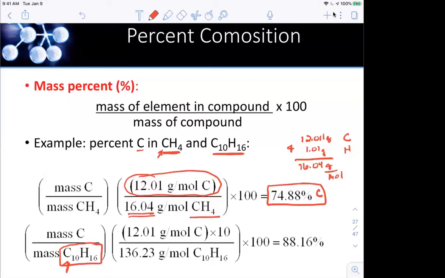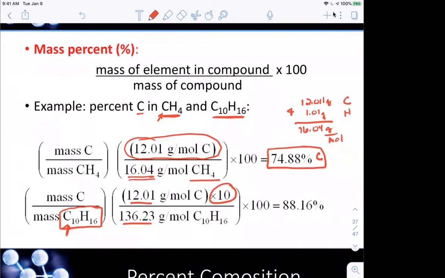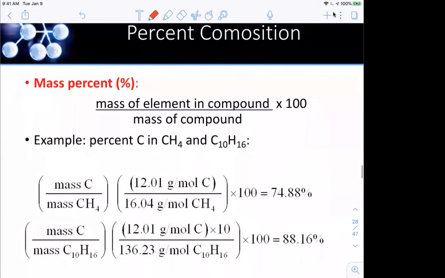Well, what if I look at this guy? Now I have 10 atoms of carbon. So I have to take the mass of 1 carbon and multiply it by 10. And then I'm going to divide by the total molar mass, which has 10 carbons and 16 hydrogens. So 12.011 times 10 divided by the molar mass of C10H16 gives me 88.16% carbon. The rest of it would be the percent hydrogen.